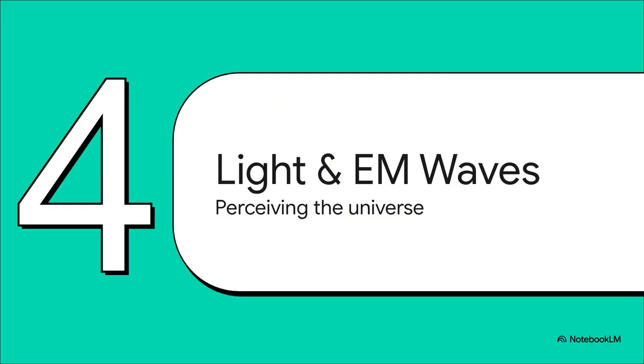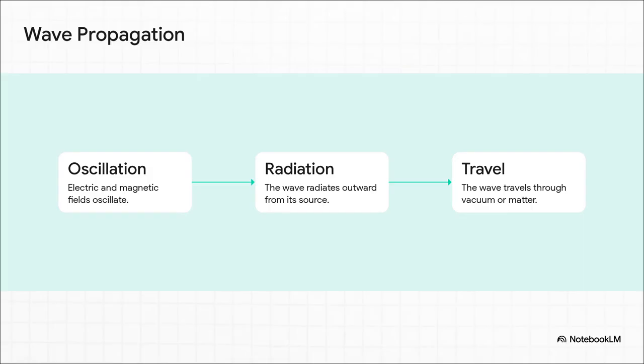Let's bring it all together with section 4, light and electromagnetic waves. This is all about how we actually perceive the universe. So, how does light physically make its way to our eyes? It's all about the propagation of an electromagnetic wave. It kicks off with electric and magnetic fields oscillating, vibrating together in harmony. This interaction generates a wave that radiates outward from the source. And remarkably, this wave doesn't even need a physical medium. It can zip right through the empty vacuum of space or pass right through solid matter like a glass window.